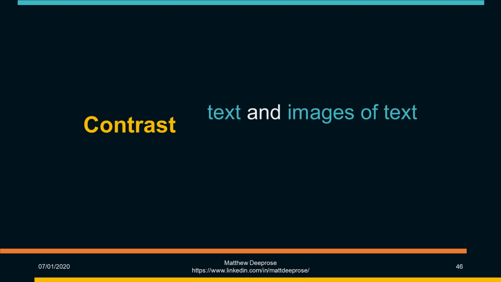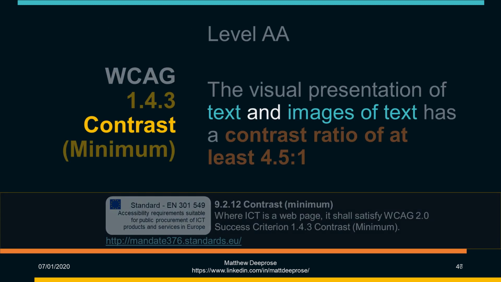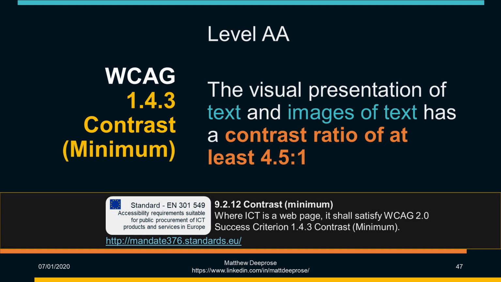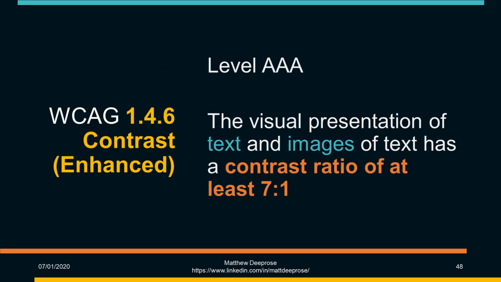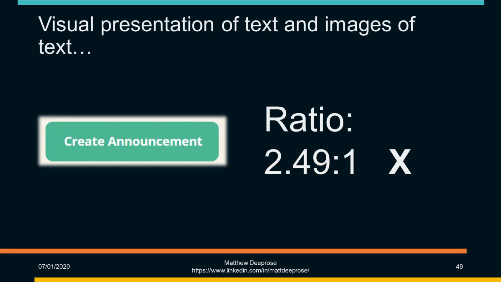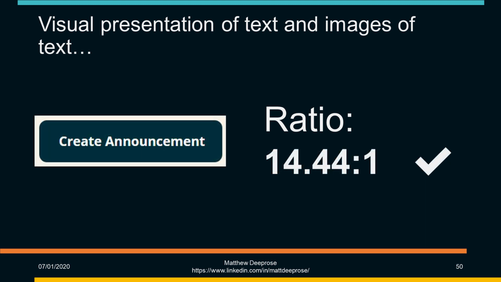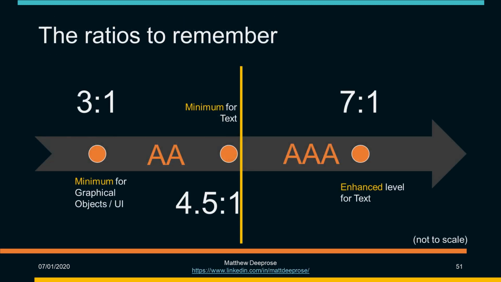Also, we need to think about text and images of text. And for those, we, at a minimum, need to satisfy a contrast ratio of at least 4.5:1. And for the enhanced AAA level, it's 7:1. So where we have buttons that include text in the interface, that light blue would not be suitable. But this darker blue is much more suitable. It's a much higher contrast ratio and it's easier to see. The numbers you need to remember: 3:1 is the minimum for graphical objects, 4.5:1 is the minimum for text, and 7:1 is the enhanced level, that's the AAA level.